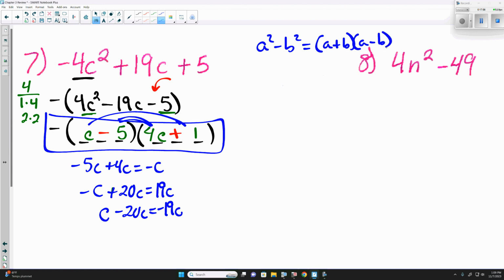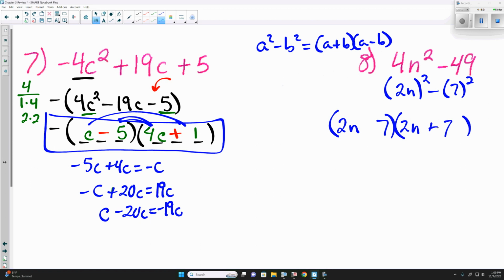A squared minus b squared is equal to a plus b times a minus b. Because what we're saying is that 2n squared minus 7 squared is the same thing. And if we're following this pattern here, a is 2n. So we'd have 2n and 2n. b is 7. And the signs would be opposite. And that's actually it. 2n plus 7 and 2n minus 7.